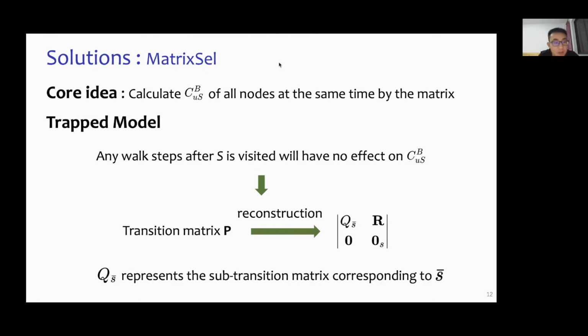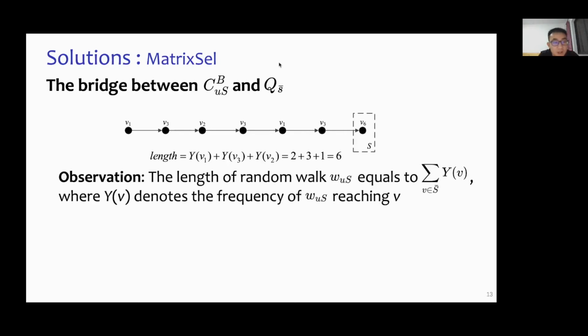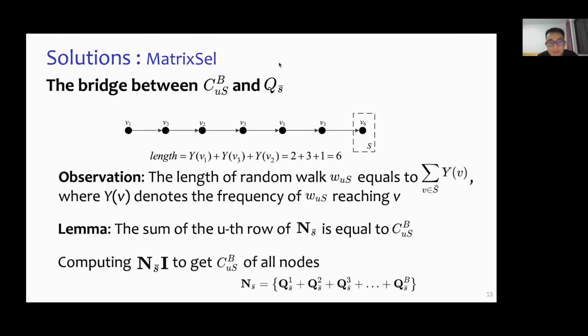We reconstruct the transition matrix P as a trapped model. Here, Q_S-hat represents the sub-transition matrix corresponding to S-hat. Then we introduce how to compute C_u(S) based on Q_S-hat. First, we find the length of a random walk equals the sum of frequencies of the random walk reaching nodes. Inspired by this observation, we prove the sum of the u-th row of N_S-hat is equal to C_u(S). Then we can compute N_S-hat to get C_u(S) of all nodes at the same time.